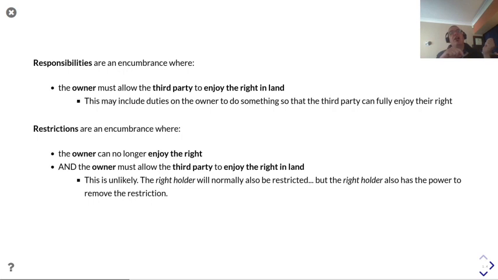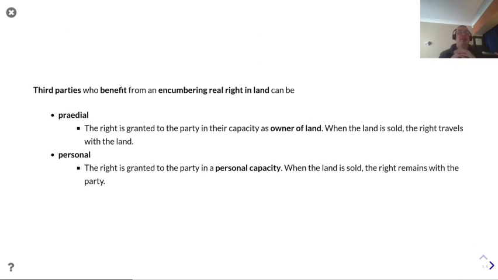Restrictions are an encumbrance where the owner can no longer enjoy the right, and the owner must allow the third party to enjoy that right in land. However, this kind of third party enjoyment is unlikely because that right holder will normally also be restricted. But key here is that the right holder also has that power to remove the restriction because they hold that right.